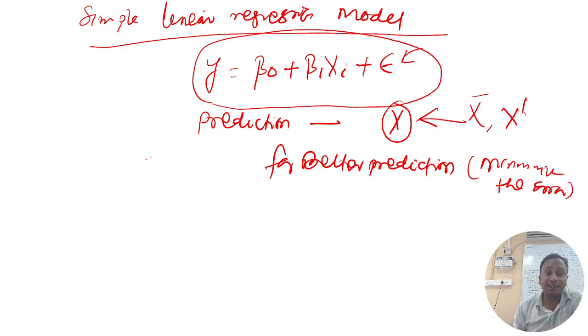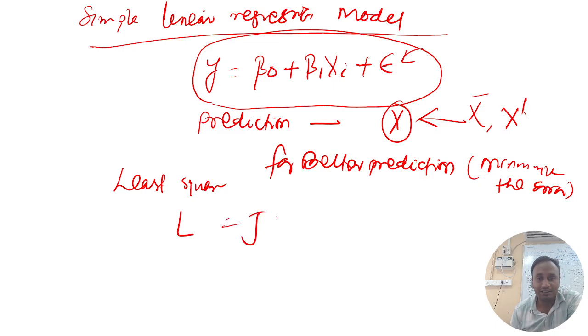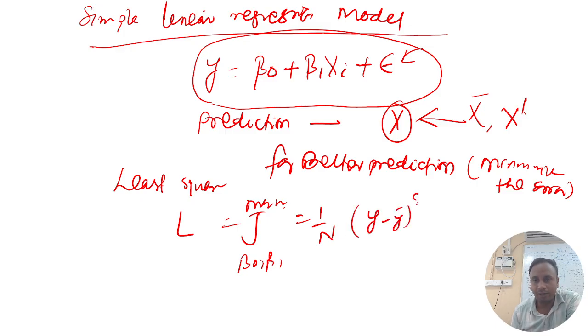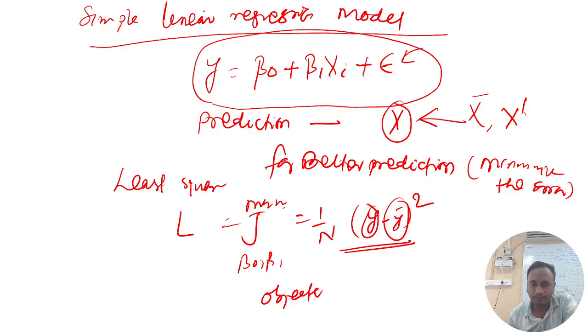So the loss function, or least square estimation, we will say loss function J, minimize for the case of beta naught, beta 1, as 1 by n summation of (y minus y bar) square. It's the value y and what we have got. So our objective is to minimize the sum of the square error model.